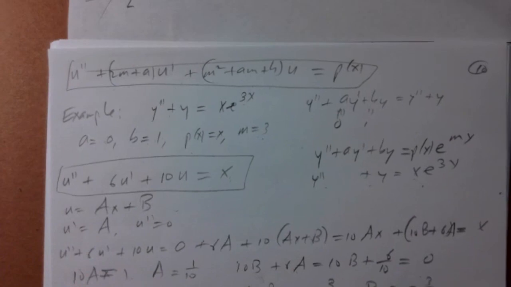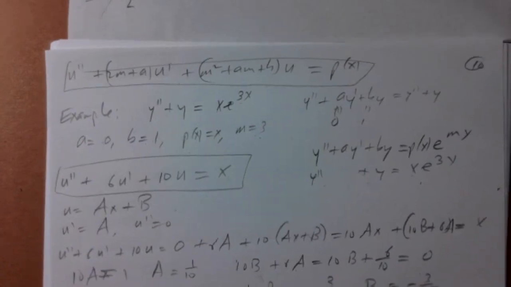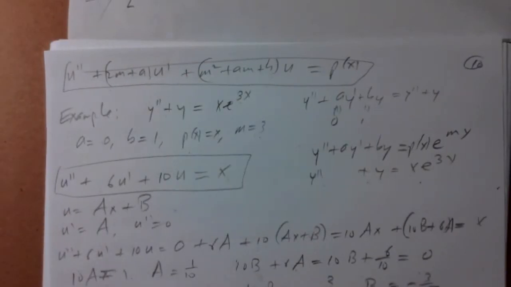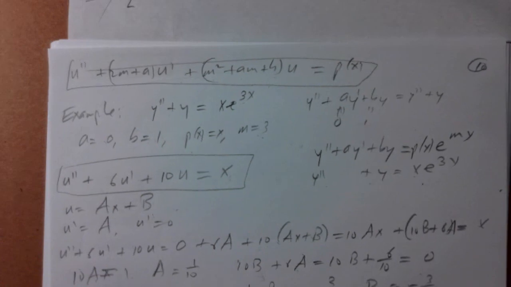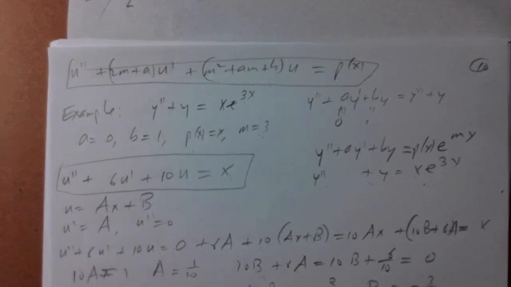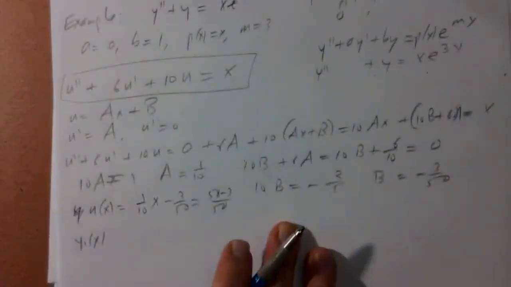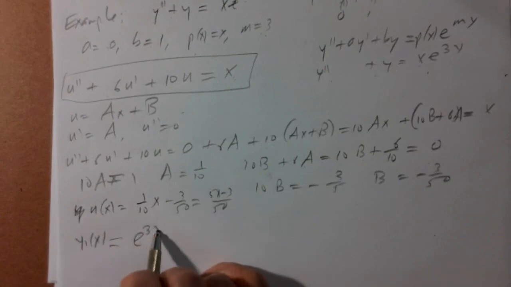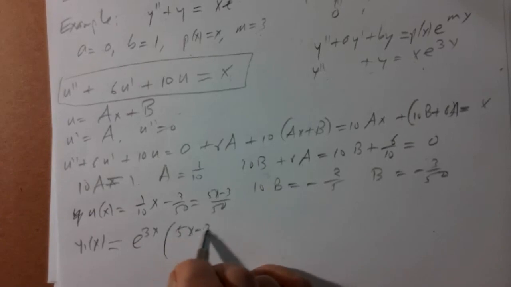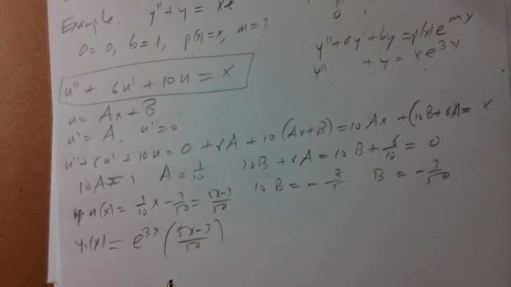So u of x is equal to 1/10 x minus 3 over 50, or if you like a common denominator, (5x minus 3) over 50. So a particular solution is y1 of x equals e to the 3x times (5x minus 3) over 50.